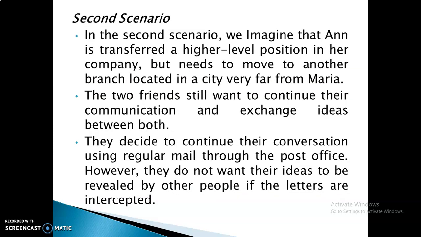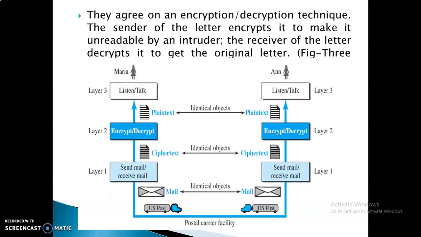In the second scenario, we imagine that Anne is transferred to some other company and needs to move to another branch located in a city far from Maria. The two friends still want to communicate and exchange ideas. They decide to continue their conversation using regular mail through the post office. Consider that this scenario is not used nowadays, because we have WhatsApp, Facebook, email, etc. So consider the example in the 1990s. Then they do not want their ideas to be revealed to other people if the letters are intercepted.